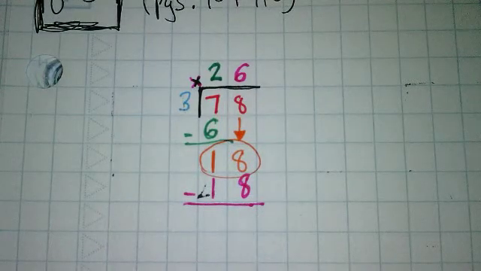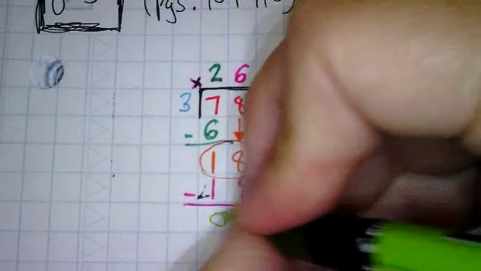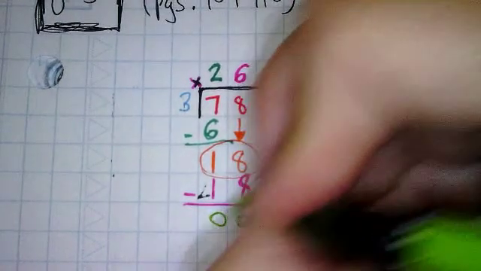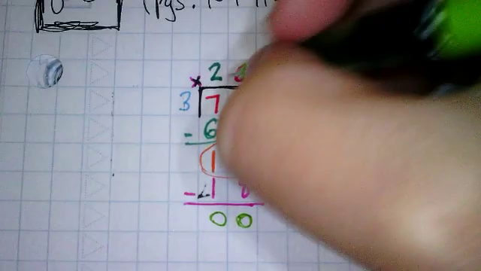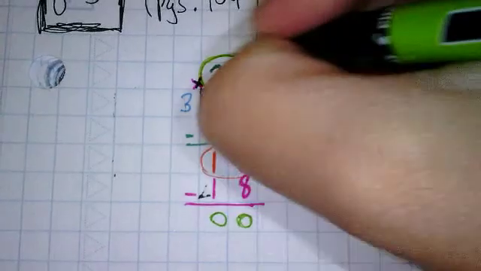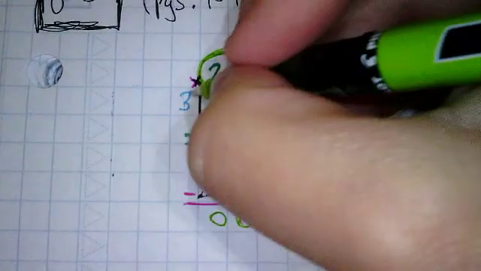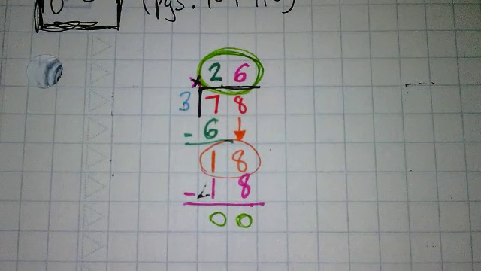And when I subtract, what do I get here? 0. Do I have a remainder here? No. Do I have any other numbers to bring down over here? No. So my answer is 26. So 3 goes into 78 26 times.